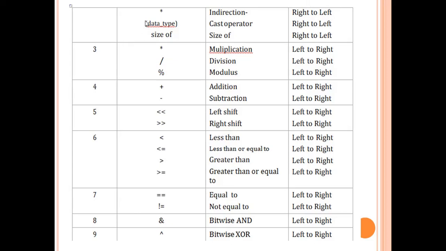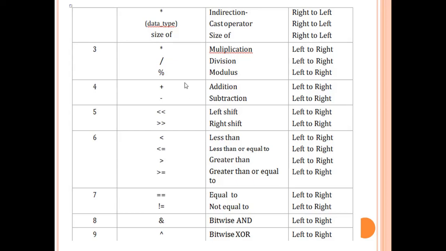And this is a data type within brackets, which is called the cast operator. It has associativity right to left. Another operator is sizeof, the size of operator, which also has associativity right to left.